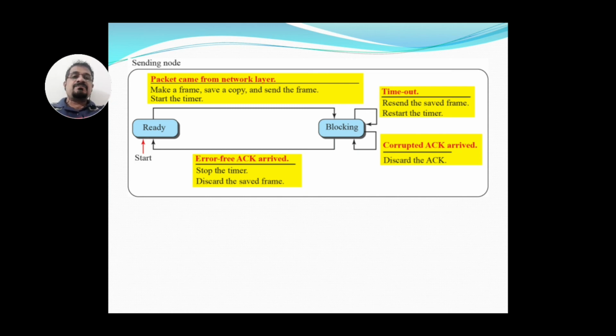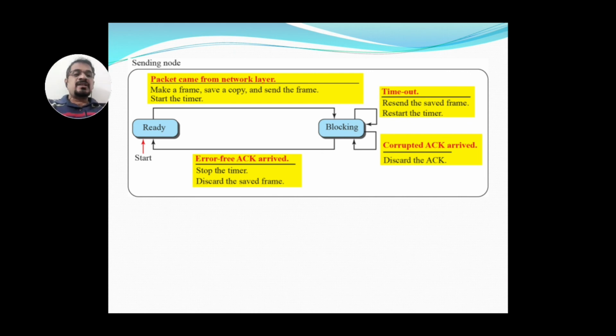There will be a predefined time which has to be mentioned here. The protocol itself will mention it, so maybe double the round trip time can be given. Even after that, if it is not getting any acknowledgement, then it understands that the packet or frame may be lost, and then it has to retransmit the frame. So: make a frame, save a copy, start a timer, and send the frame. Say for example the timeout is 5 milliseconds or 5 seconds. After 5 seconds, if it doesn't get any acknowledgement, then immediately it will restart the timer and resend the same frame.